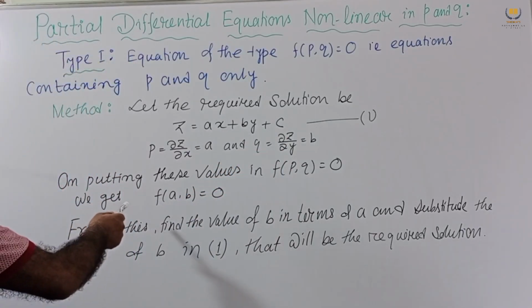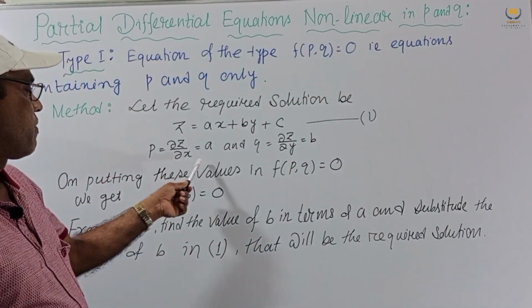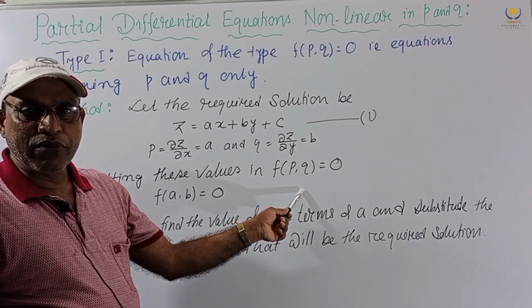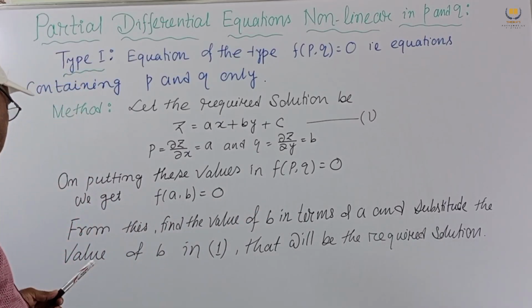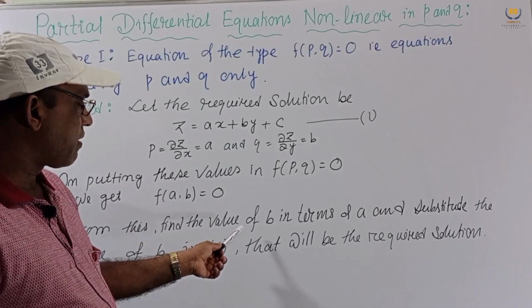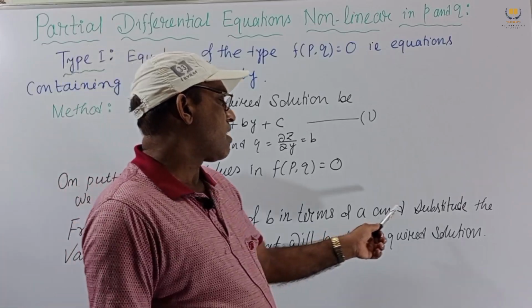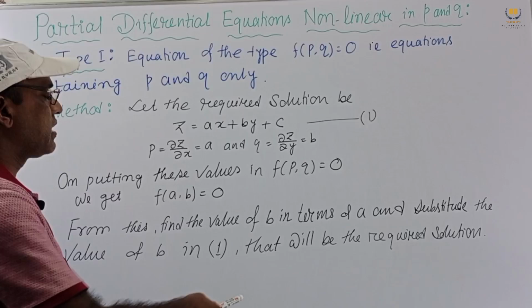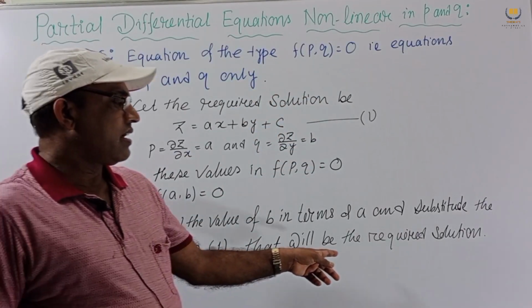On putting these values of a and b in the given equation, originally in terms of p and q, we get the equation in terms of a and b. From this we find the value of b in terms of a, and substitute the value of b in equation 1. So b equal to something in terms of a, putting it here we get the required equation. That will be the required solution.